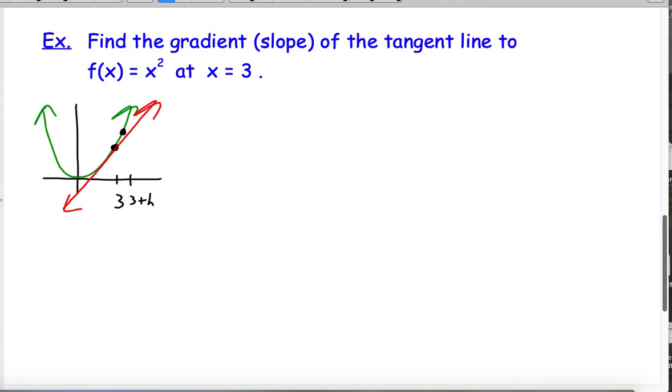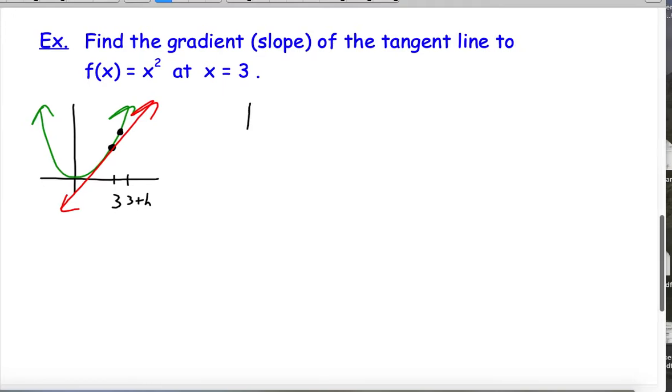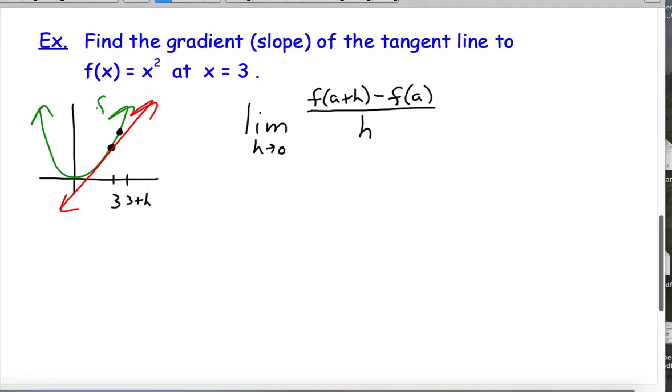And then the limit as h approaches 0 of that slope will equal the slope of the tangent line. So we need to calculate the limit as h approaches 0 of f of a plus h minus f of a all over h. That's our general calculation for the slope of the tangent line. Now for this particular example, we know what the function is. The function is y equals x squared. And we know what a is. A is equal to 3.